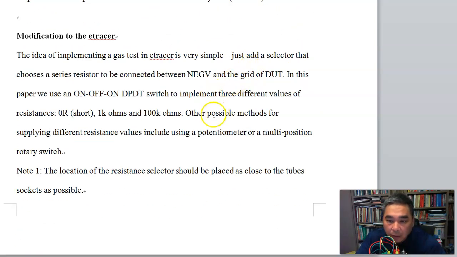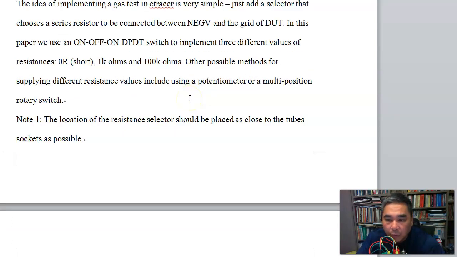Okay. So here, for the modification method, I used a lever switch. It's a DPDT, double pole double throw, on-on type switch. With this configuration, we can support 3 different types of resistance. They are short, 1 k ohm resistance, and 100 k ohm resistance.